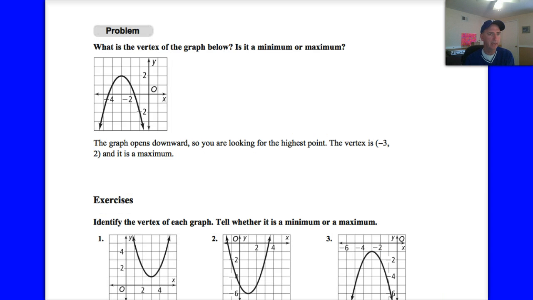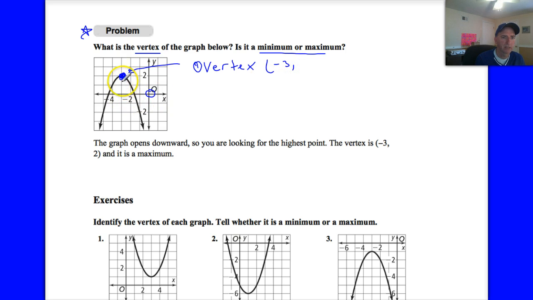So moving on down your page, let's identify some of the things we just talked about in this first example where it says problem. This says, what is the vertex of the graph below? Is it a minimum or a maximum? Well, this is the vertex right here, this point. So first thing I want to identify is the vertex. And its vertex is the ordered pair for this value. Now here's my origin. So if I'm going to identify this ordered pair, it's -1, -2, -3, so the x value is -3.